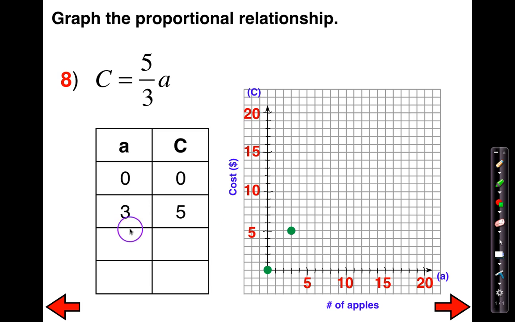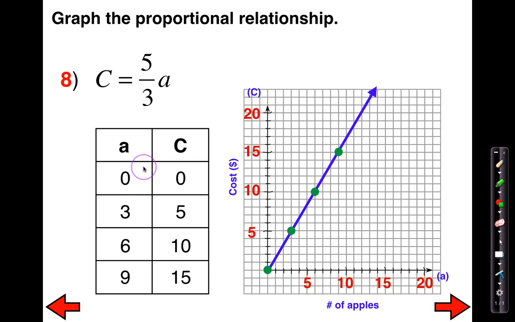The next number I would have chosen would be, again, a multiple of 3, so the next one would be 6. When I plug that in, I end up with 10, so over 6, up 10, plot my point. And last but not least, I'm going to choose another multiple of 3, which is 9. That's going to give me 15, so it's going to be over 9, up 15. Then I'm going to extend my line through the graph.